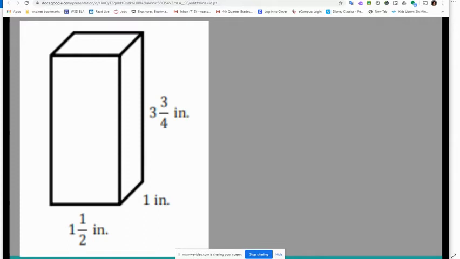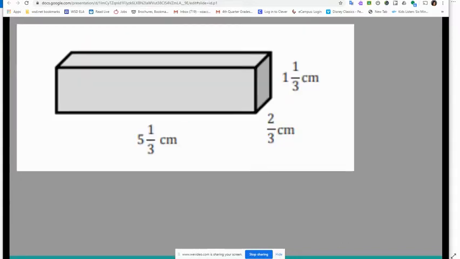All right, this one is simple as well. Remember, you can change the fractions into decimals. And so we know that 3/4 is .75, right? And 1/2 is .5. Okay, so that's how you do that. Multiply those together, pause the video, and see what answer you get. Okay, if you got 5.625 inches cubed, you got the correct answer.